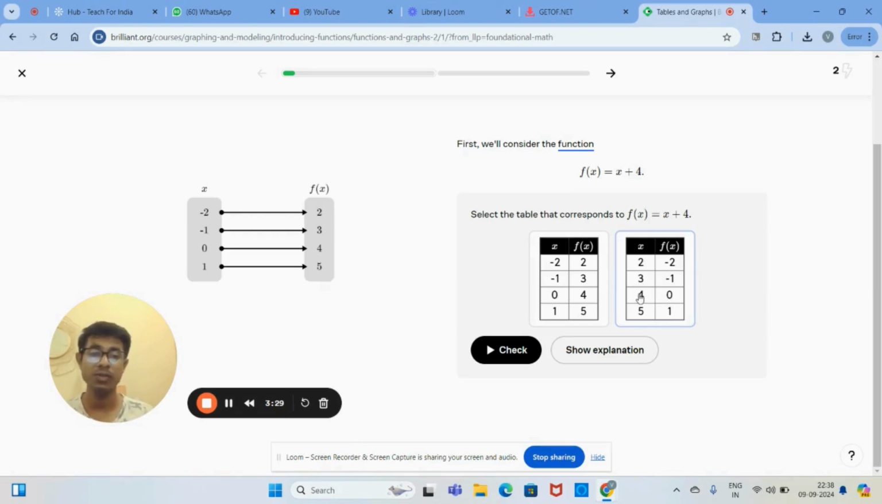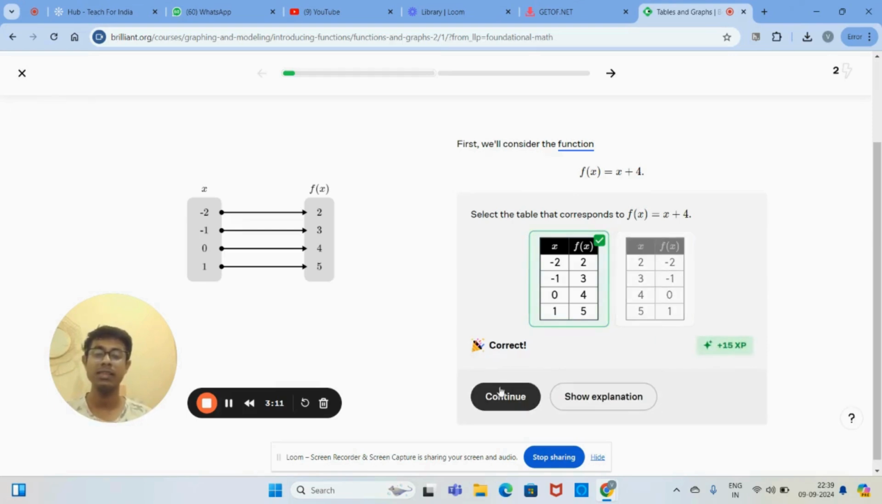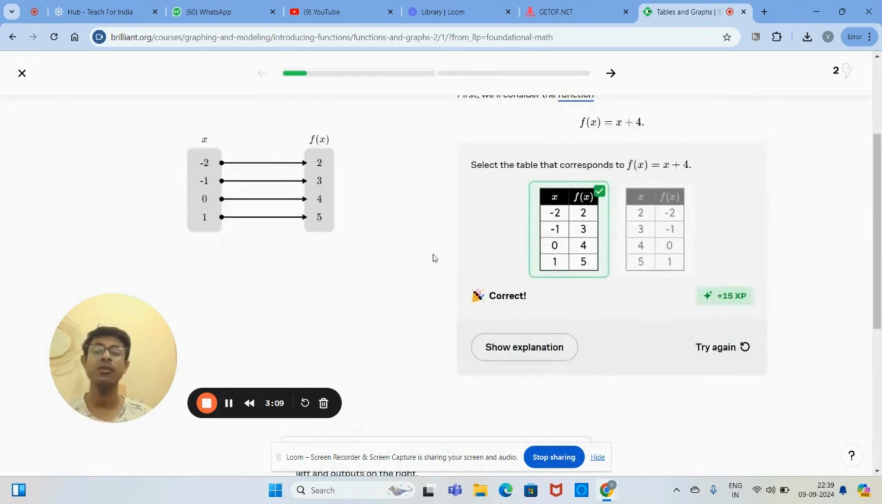X is not my inputs over here. Basically, the outputs are written in the second column. You can see the inputs are mentioned in the second table. I'm really sorry for that sound of the train. Now here, the first one matches with it. So that's how you can write a function or this mapping in the form of a table.